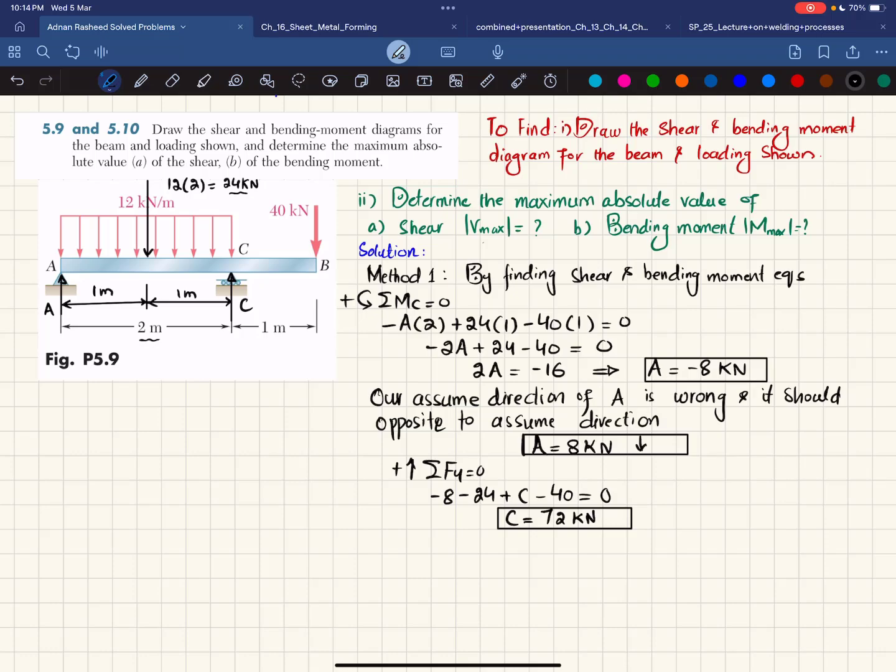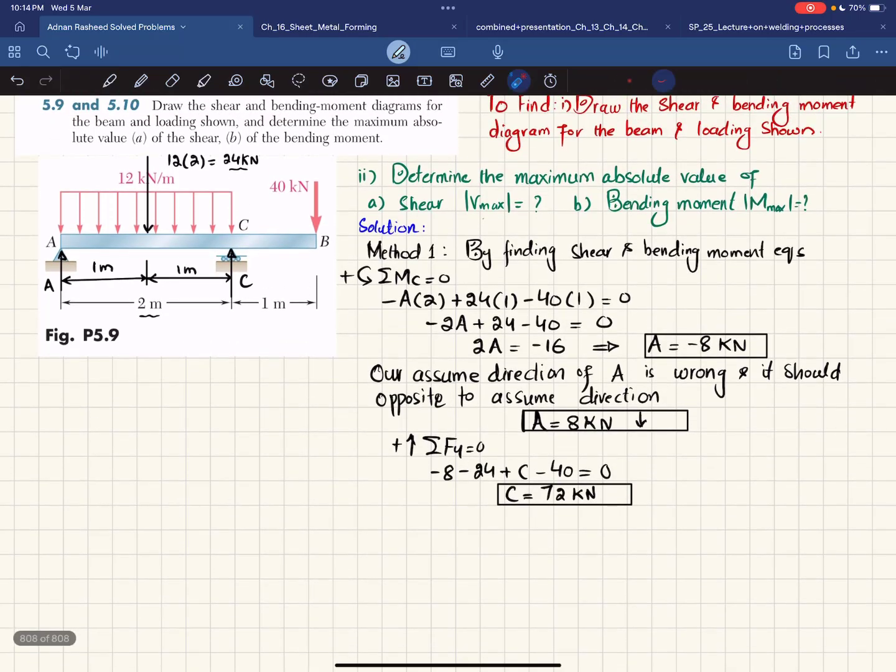Now you have both A and C, so we will move to find the shear force equation and bending moment equation. You can see there is a distributed load for region AC, and then from C to B there is a point load. So we will take two regions. First I will take region AC. For region AC, X will be greater than or equal to 0 and less than or equal to 2 meter.